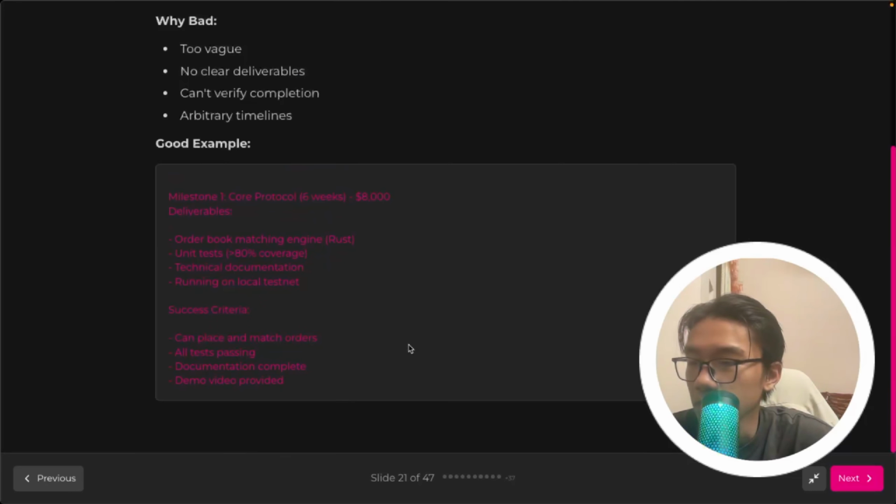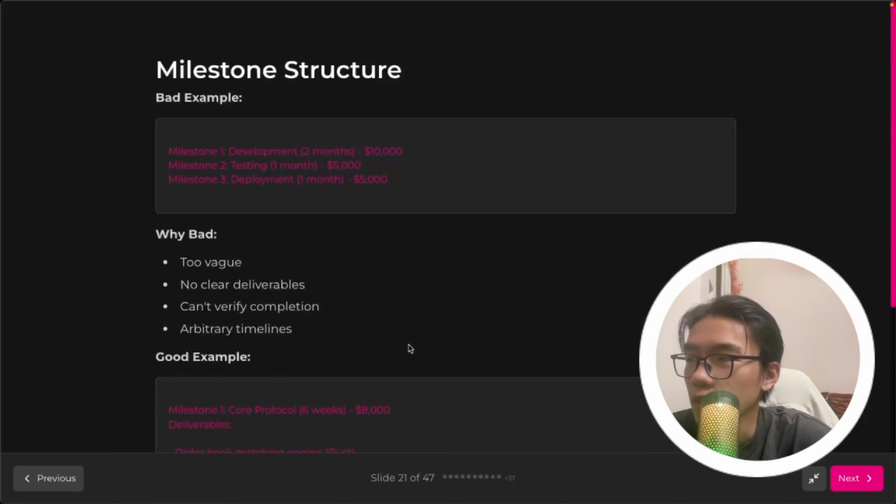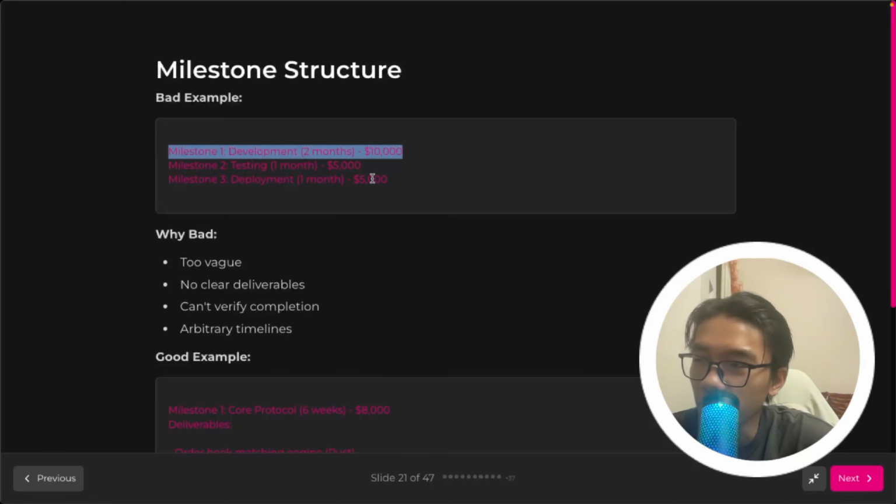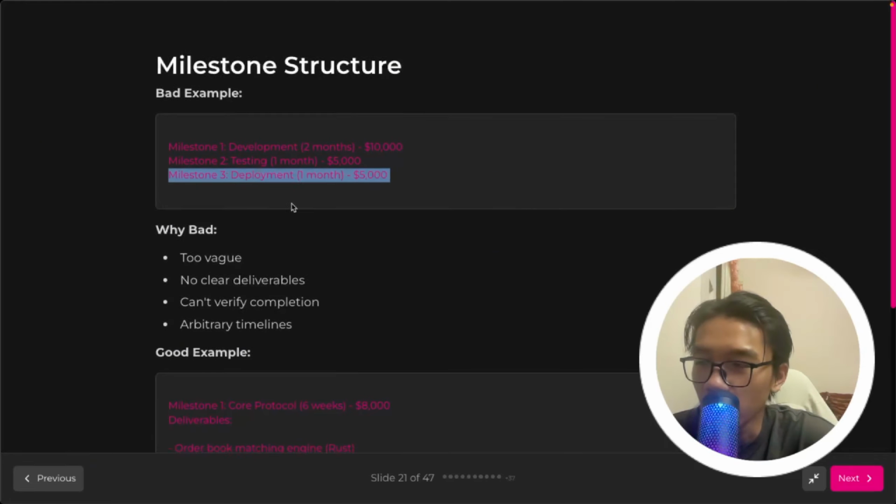Now for the milestone structure, you usually focus on three milestones. The first one focuses on development. Then milestone two focuses on testing. Milestone three can focus on deployment.